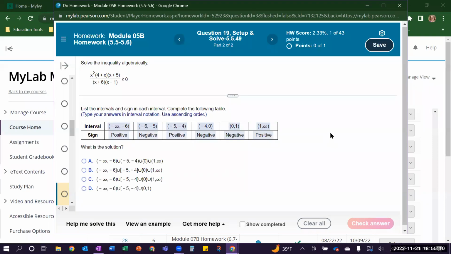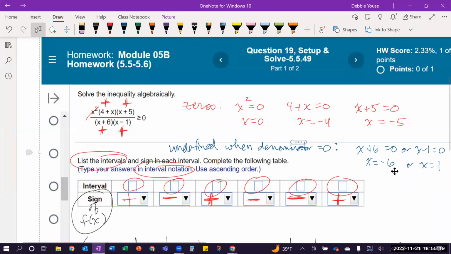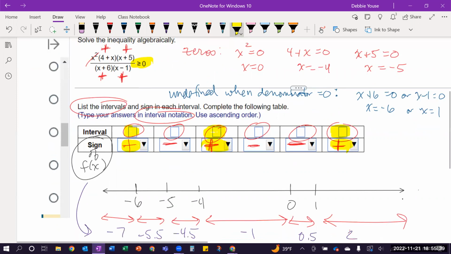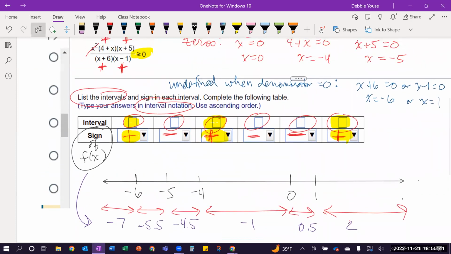Now we need the actual solution. So the problem asked for greater than or equal to 0. So I'm gonna come back over here. Greater than or equal to 0. That means above or on the x-axis. So that's everywhere where you see a positive interval, or equal to. So it's the first, the third, and the last.